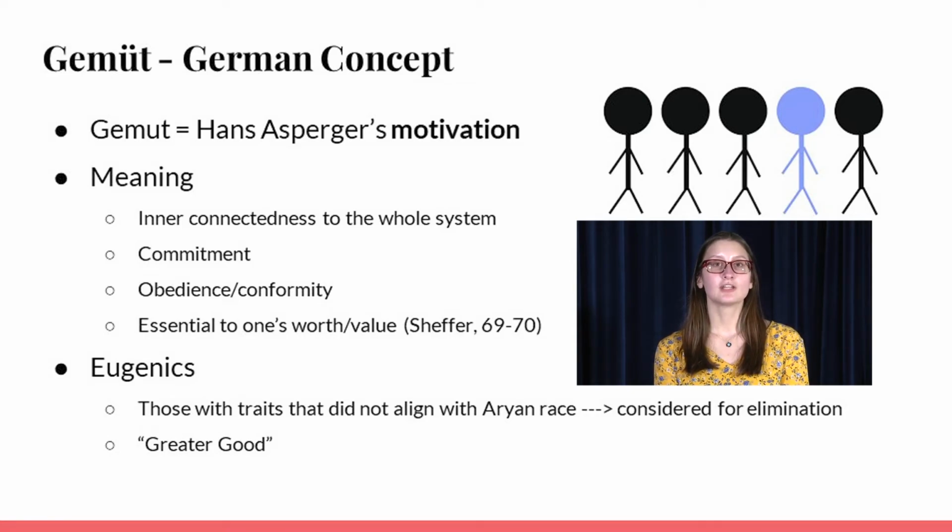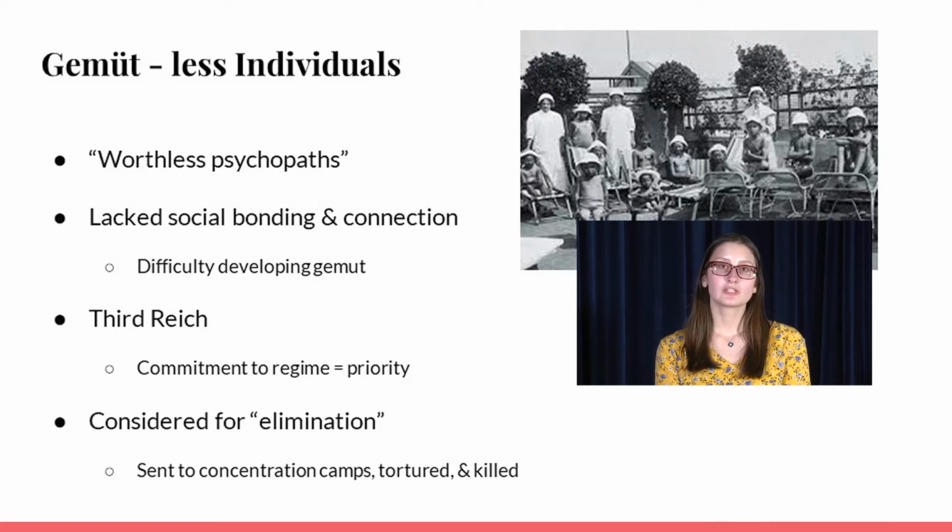During the eugenics movement, if an individual's traits did not align with the Aryan race, they were considered for elimination. And likewise, during the Nazi era, if an individual did not have Gemüt, they were also considered for elimination or to be sent to concentration camps and killed. Gemütless individuals were seen as worthless psychopaths, and individuals who lacked the ability to connect socially or form bonds had difficulty developing Gemüt. And so therefore, these individuals were also considered for elimination, as they were seen as Gemütless. The justification for this was that it was to benefit the greater good. So that's how Hans Asperger and his colleagues justified sending these children to camps.